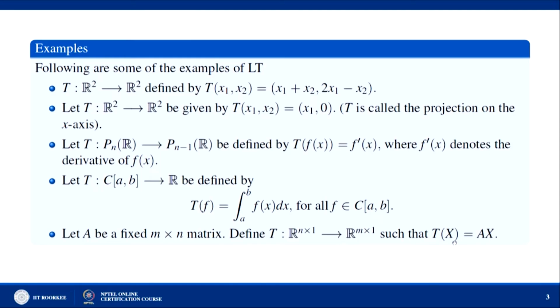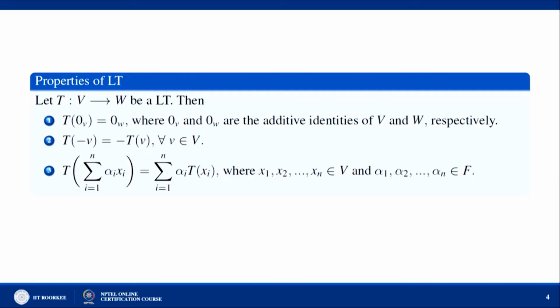Now, again this A is fixed. If you take any x and y in R^n cross 1 and take alpha x plus y, it is easy to show that it is nothing but alpha times T x plus T y. So, it will be a linear map. Now, let us see some basic properties of linear transformation.